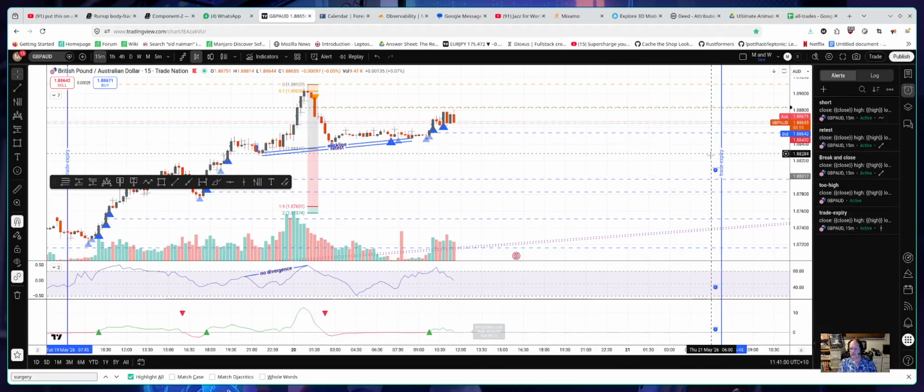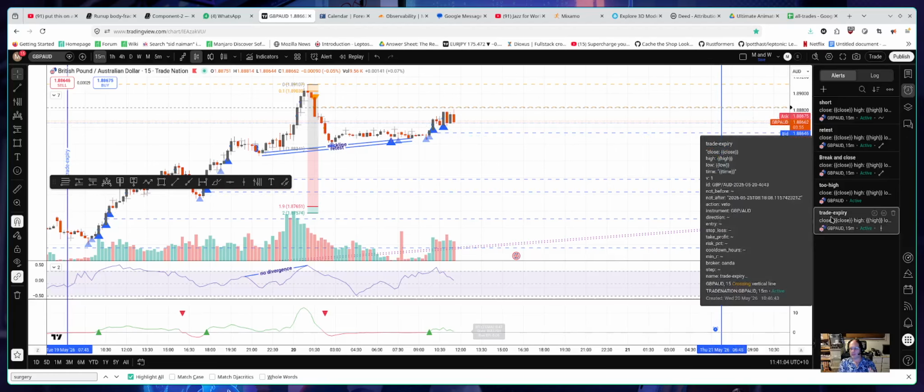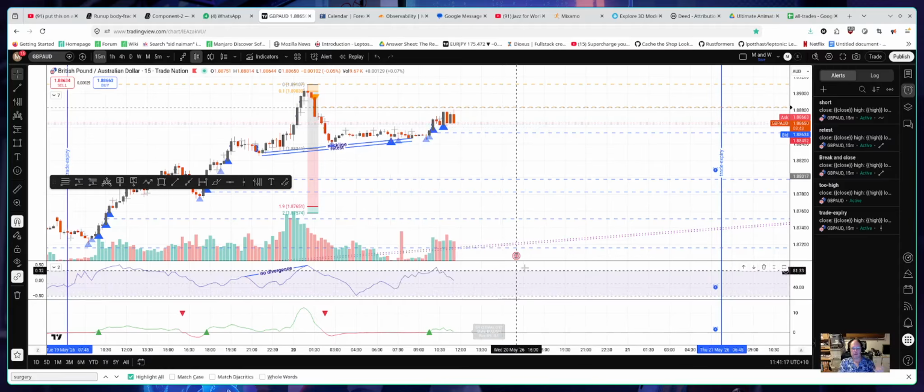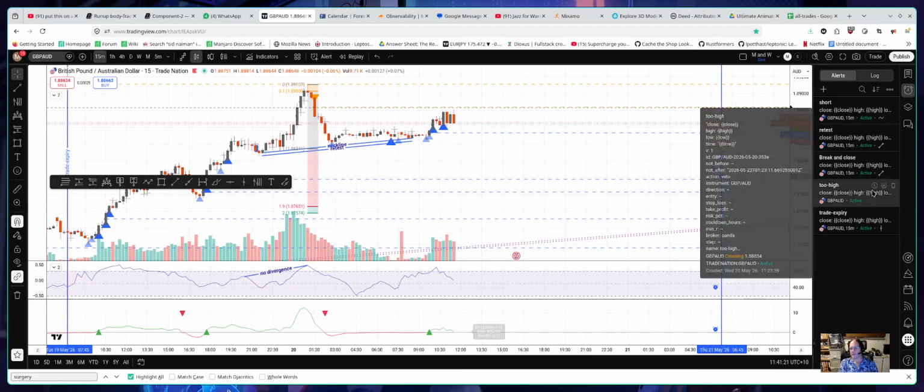So first is the trade expiry alert. If price goes beyond this line, then the whole thing's expired. So that will send this message to my web server, which is basically action veto and name trade expiry. And all it does is create a variable on the web server that veto trade expiry has happened at this time.